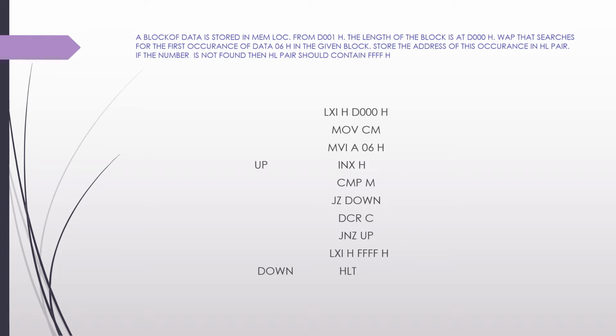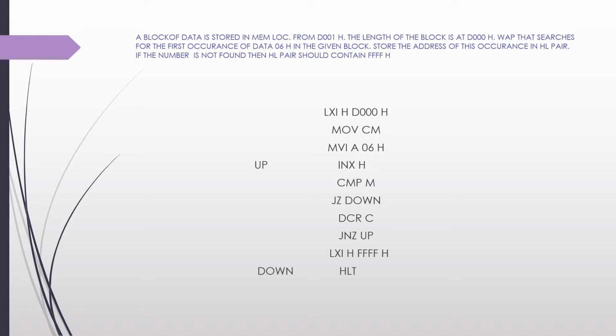Okay, the first program that we're going to see here: a block of data is stored in memory location starting from D1001H. The length of the block is stored at D1000H. Write a program that searches for the first occurrence of data 06H in the given block. Store the address of this occurrence in HL pair. If the number is not found, then HL pair should contain FFFFH.